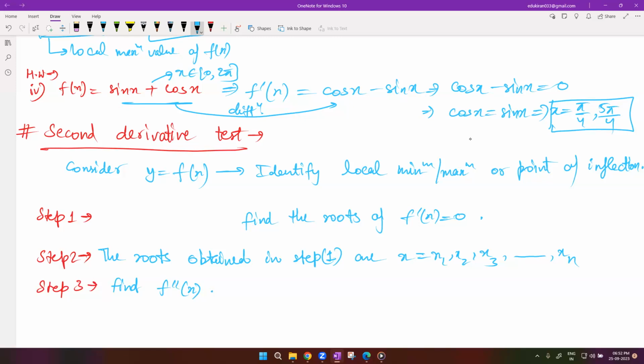In this expression f double dash x, you put these points, whatever were the roots x1, x2, x3 up to xn of the equation f dash x equals 0. You take all of these roots, and then you find f double dash x, the second derivative of the same function, and then you put these points in. So find f double dash x.